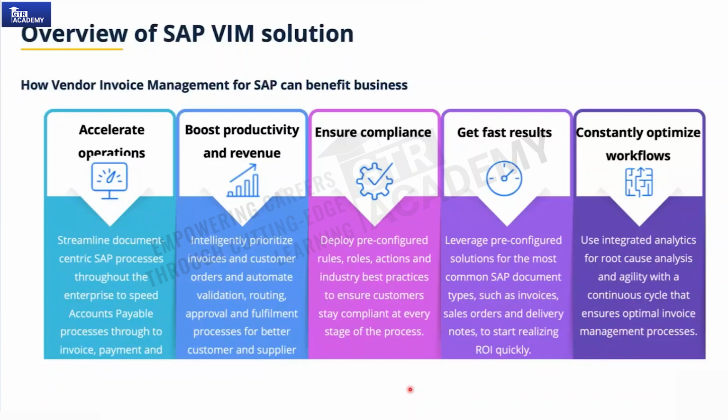Now, what are the problems the different teams have, and how is the VIM solution going to help the accounts payable team in general to improve the overall digitalization? Okay, so the first thing is accelerate operations, for which I already gave a few examples in the previous slides. I'll skip this point. Streamline the document-centric SAP process through the enterprise to speed up the accounts payable process, from invoice to payment and all the steps.